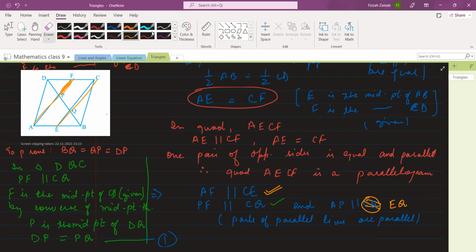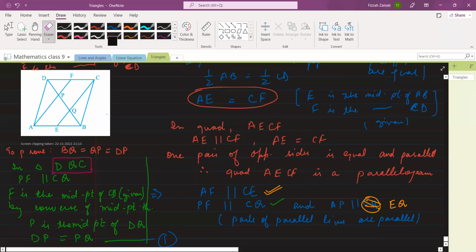So basically, if I use a different pen, I'm saying that this part will be parallel to this part, and then this part will be parallel to this part. Is that clear, Jaslyn? I hope it's clear now. All right. So in triangle DQC, I have already used the converse of the midpoint theorem, and that has given me that P is the midpoint of DQ. So that implies that this side is equal to this side. Is that understood?